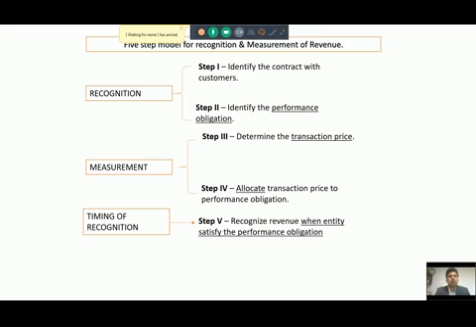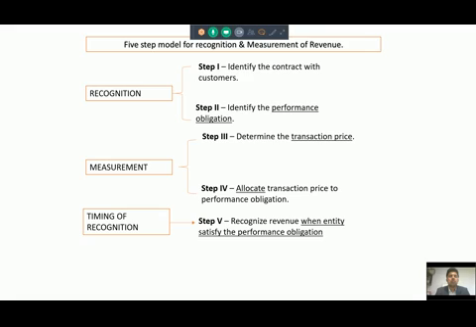Now if I want to give you an example, a consumer durable company is selling a TV. Along with the TV, the company is giving AMC services for 3 years. So in this contract, the company is providing 2 performance obligations. The first is the sale of the TV and the second is the AMC contract for 3 years. So you will have to bifurcate these performance obligations.